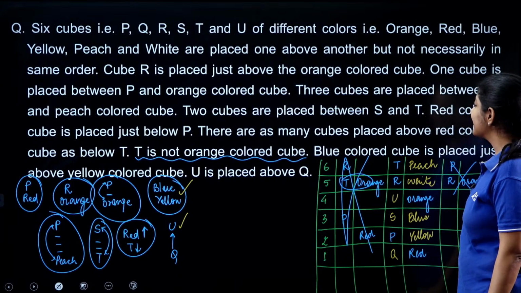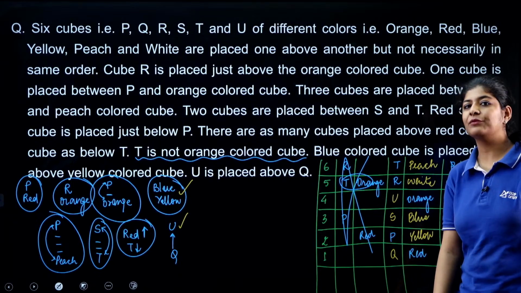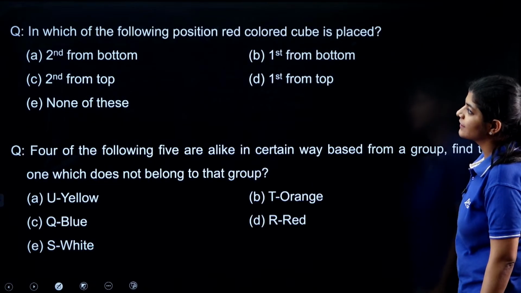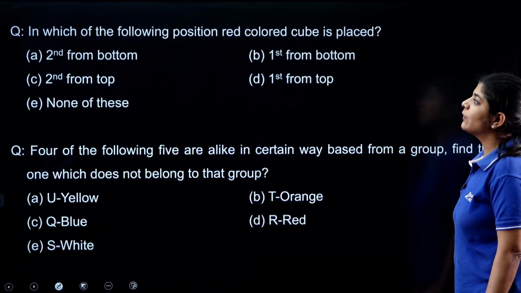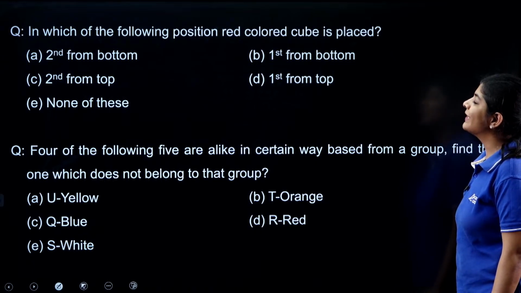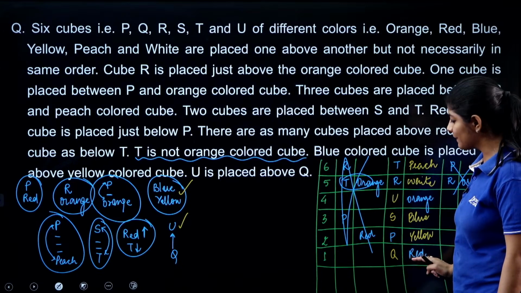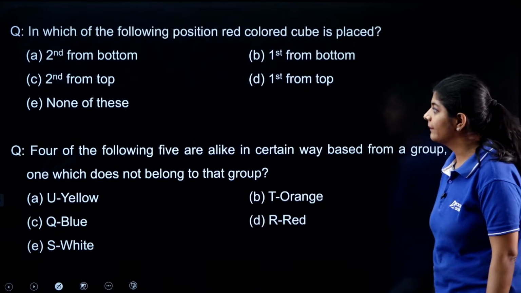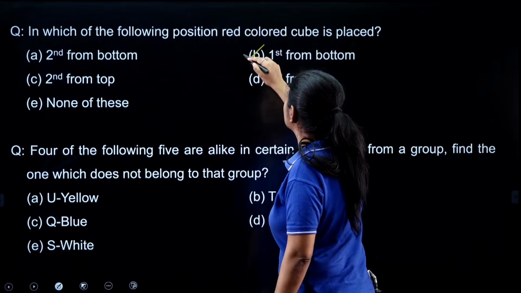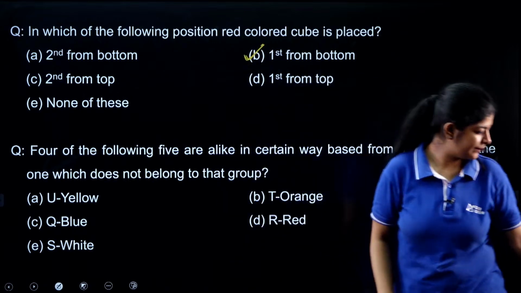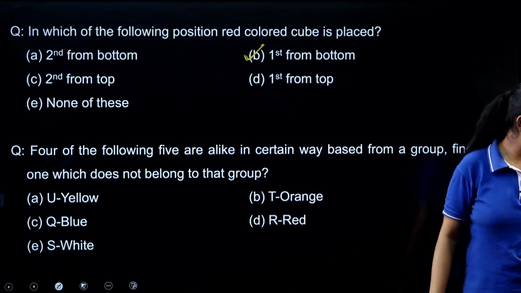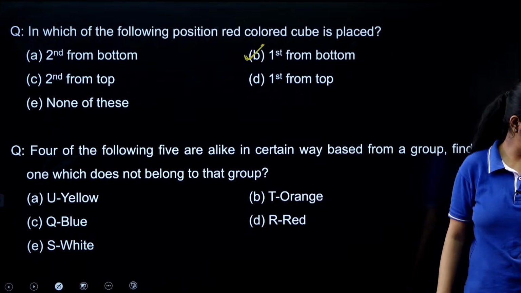Now on the basis of this, we have to answer a few questions. First, in which of the following positions is the red colored cube placed? Red color cube is placed at the first from the bottom. Option number B is the correct one, right?